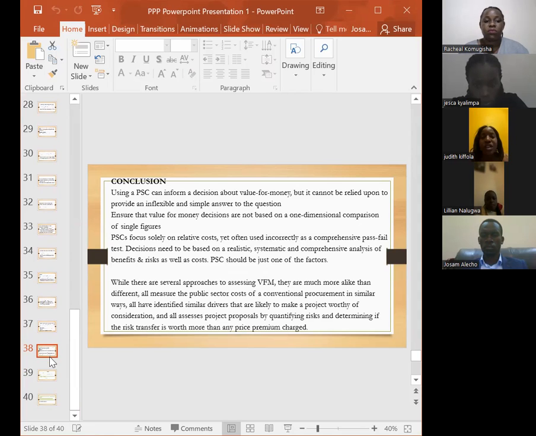Okay, with the conclusion. Using a PSC can inform a decision about value for money, but it cannot be relied upon to provide an inflexible and simple answer to the question. Yes, you can use a PSC to get decisions for the value for money, but you cannot rely on it alone. You should use other criteria to measure if we should undertake this project under a public entity, or just do a PPP. Then ensure that value for money decisions are not based on a one-dimension comparison of single figures.